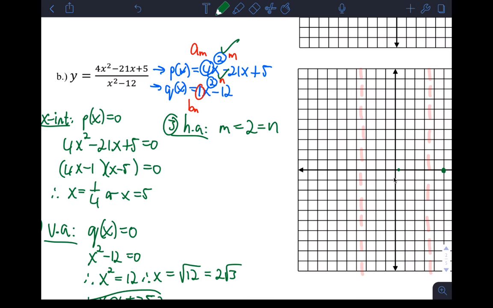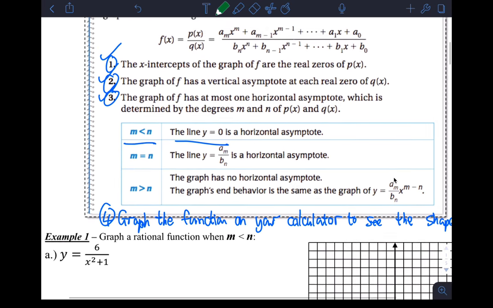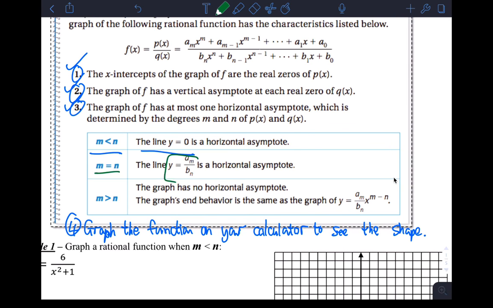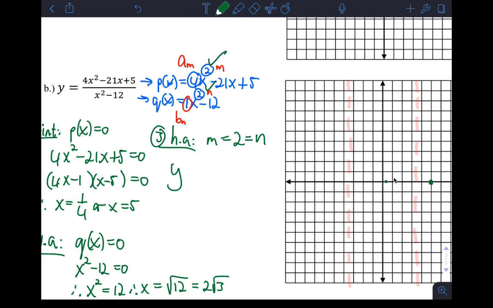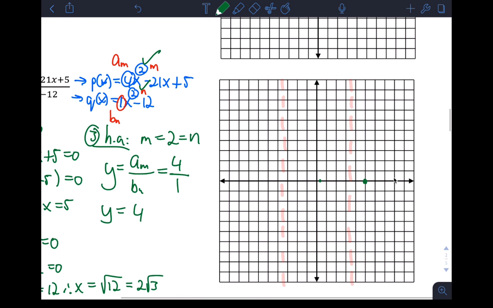So let's go back to that little box at the top that tells you what to do. When m equals n, the line y equals a sub m over b sub n is a horizontal asymptote. So y equals a sub m over b sub n is the horizontal asymptote. Our a sub m we said is 4 earlier, from here. And we said our b sub n is 1 from here. So there we go, my horizontal asymptote is 4. If you go to your grid and graph 4, you get this.